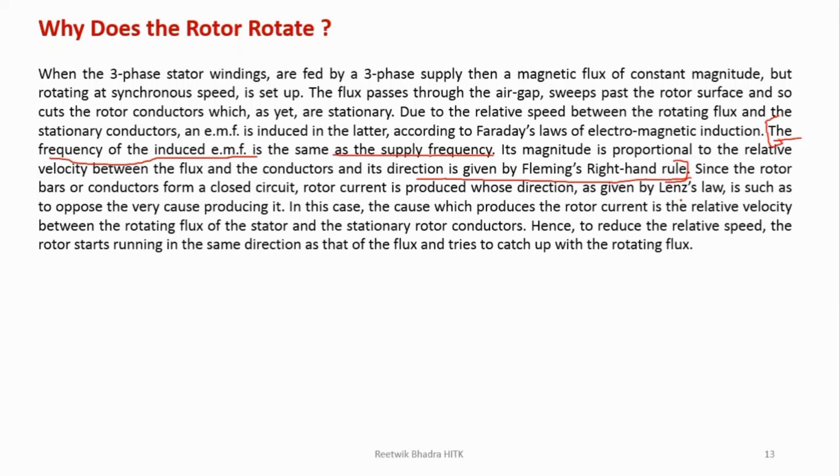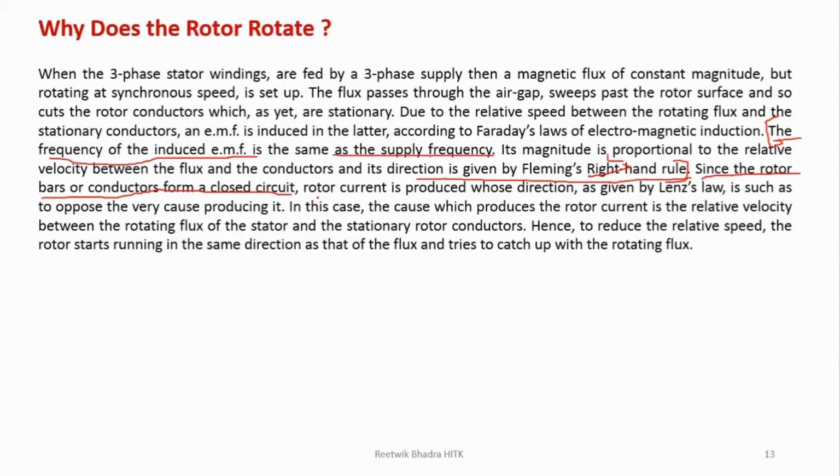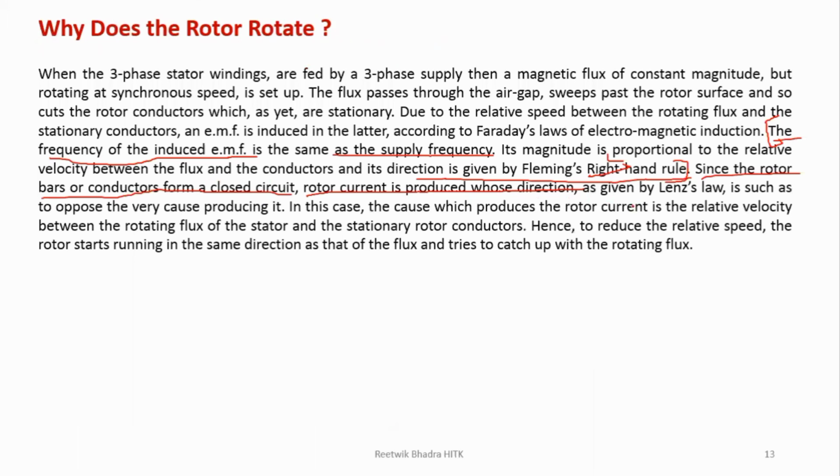Now what happens next, what I told you? Since this rotor is closed circuit by means of end rings or by means of external resistors, current will start flowing. Now if current starts flowing, obviously a force will act upon the conductor and it will force this rotor to rotate.